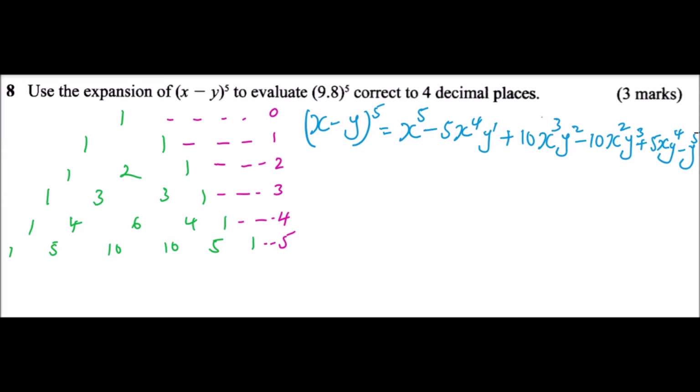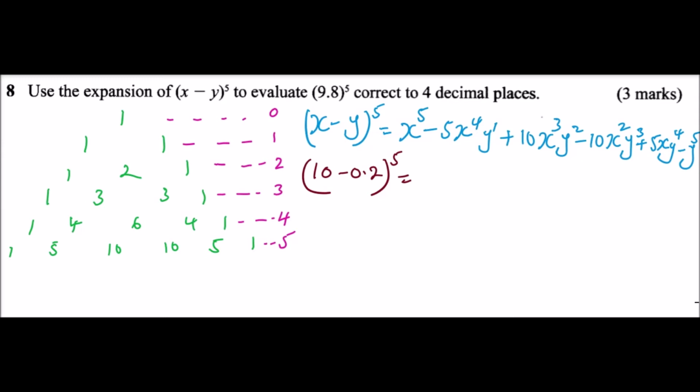Then 9.8 to power 5 is the same as 10 minus 0.2 to power 5. So we substitute 10 in place of x and 0.2 in place of y, because already we have taken care of the minus.